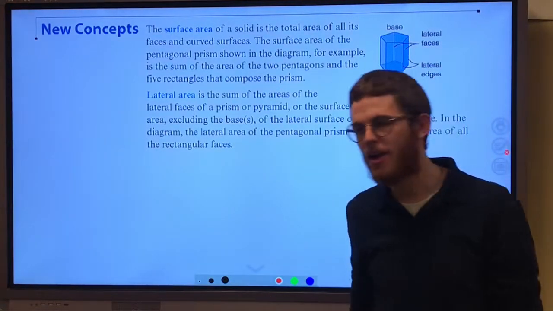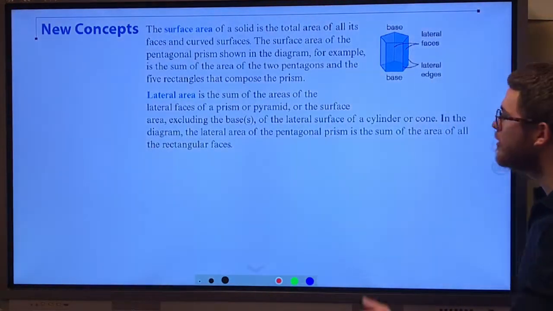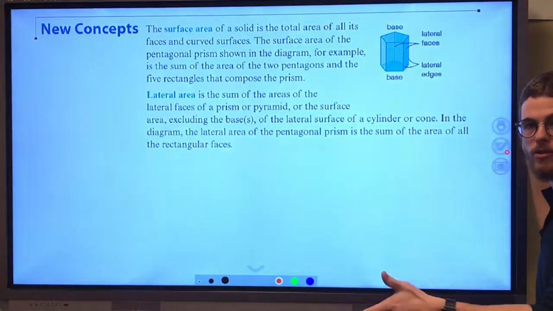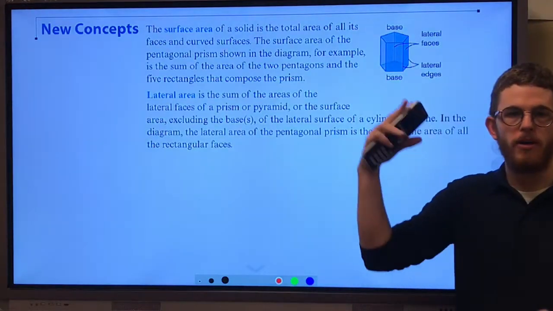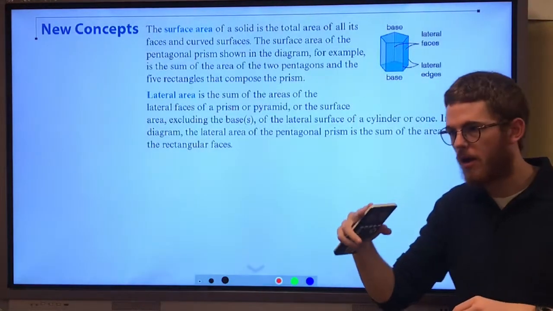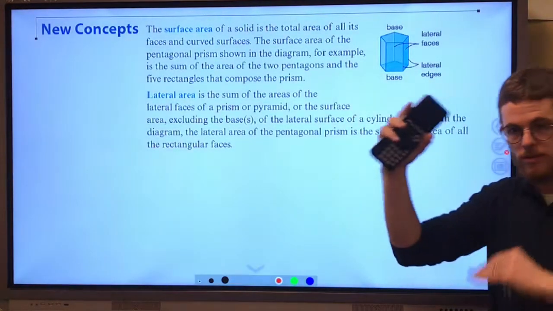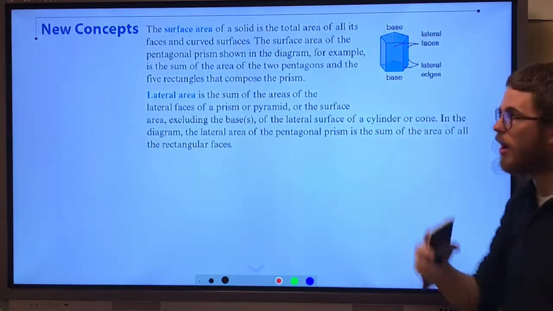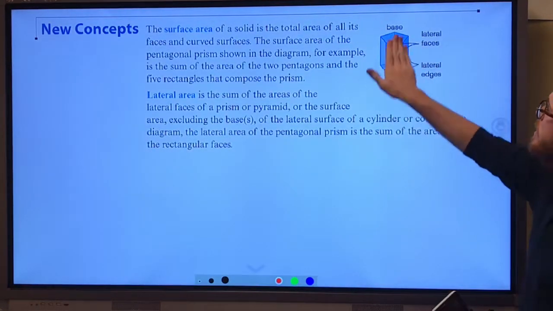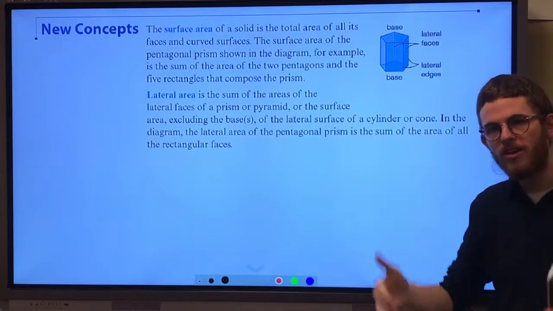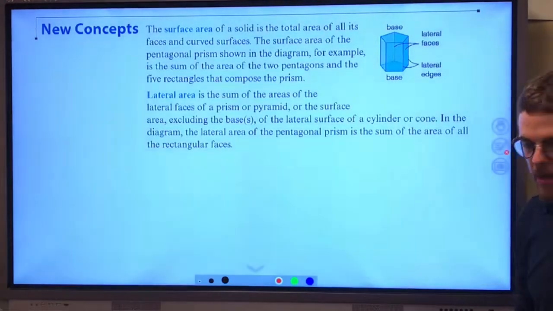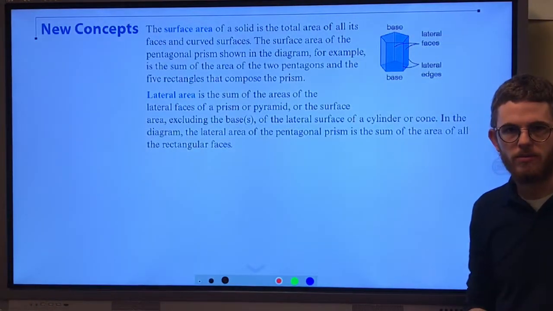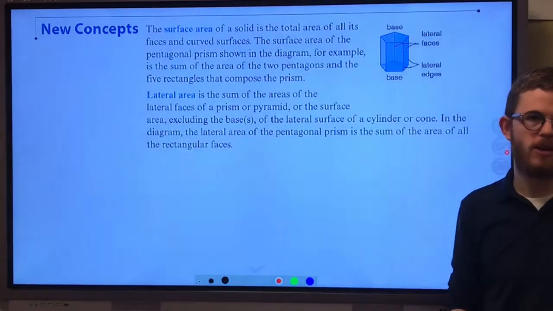All right, today we're looking at finding surface area and volume of prisms. Remember what a prism is. A prism has polygons on the top and the bottom, congruent polygons as the bases, and you're connecting those polygons with these lateral faces that are parallelograms.